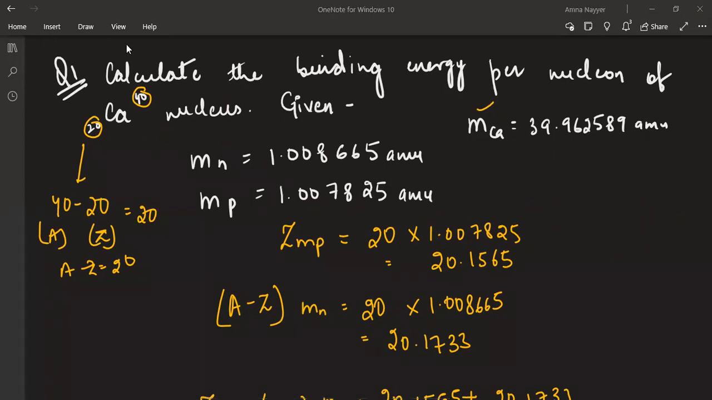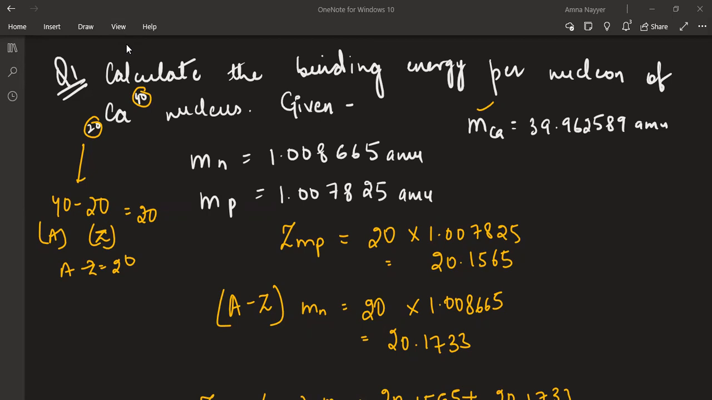Ma'am, yes, Asta. Ma'am, the masses of neutron, proton, and all will be given in the exam with the question, right? See, that's what I was saying. It's not necessary that they will be given, because many previous year questions do not have these values. So to be on the safer side, remember the mass of neutron, proton, and electron.